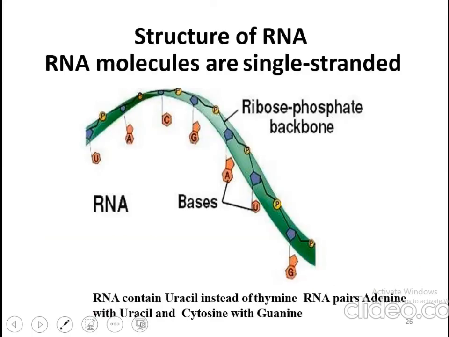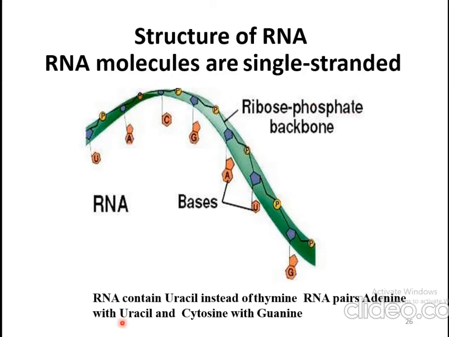You can see the structure of RNA. RNA molecules are single-stranded. They are like one strand of DNA. Similarly, bases are present, and pentose sugars, ribose sugars, are present. Phosphodiester bonds are formed between nucleotides and join them together. This is the ribose phosphate backbone of the single-strand structure of the RNA molecule.